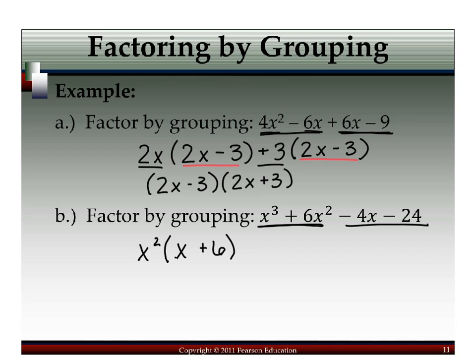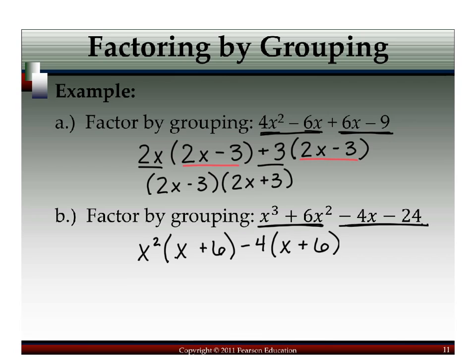Okay, let's do the same thing with the last two terms. Now, this one's a little different because we have a minus sign in both of them. So let's take out the minus sign in this case because we need a plus sign in our parentheses. So the greatest common factor between -4x and -24 is -4. And when we factor out a -4 from a -4x, we get a positive x. Factoring out a -4 from -24, we get a plus 6.